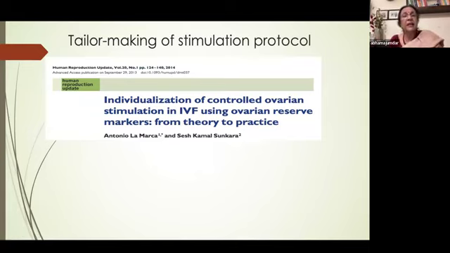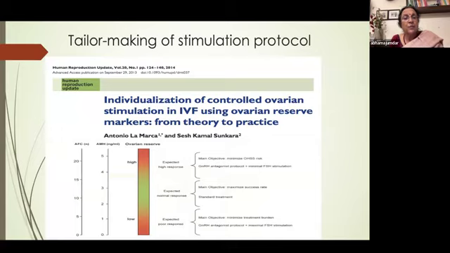Now, this was again in 2014, where before that, we used to use individualization of controlled ovarian stimulation by values of FSH, and AMH was not available. But once AMH became available, then AFC and AMH became important markers for individualization of controlled ovarian stimulation. And what we see is that if the ovarian reserve is high, we expect a high response. Main objective is to minimize.